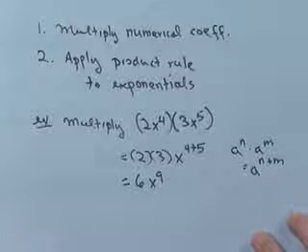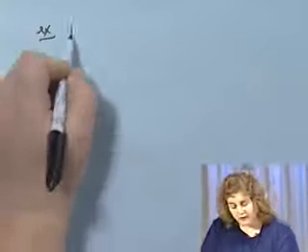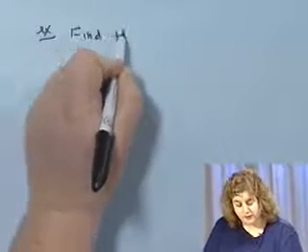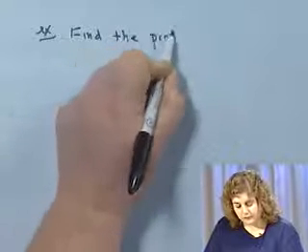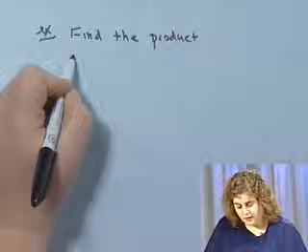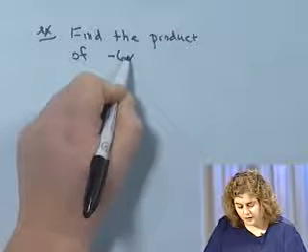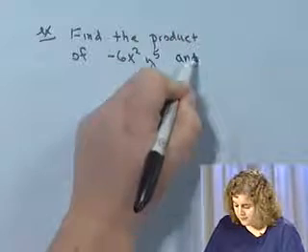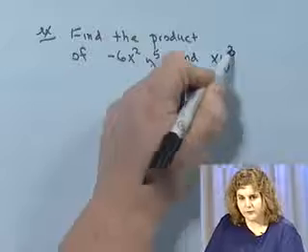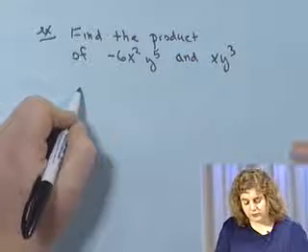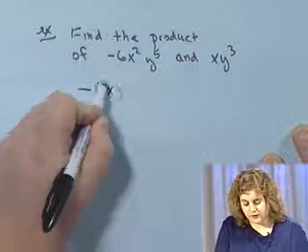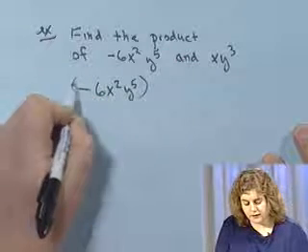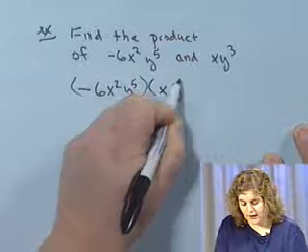Now, we can do a little more entertaining example. Let's move on to this problem. We will find the product, which is another typical instruction, of a negative 6x squared y to the 5th power and x y to the 3rd power. So we'll just write that down as a multiplication statement. Negative 6x squared y to the 5th times xy cubed.